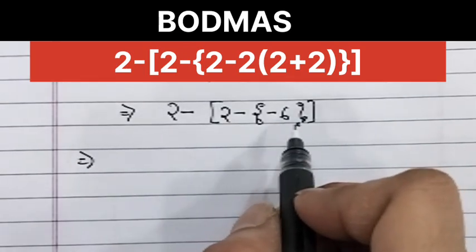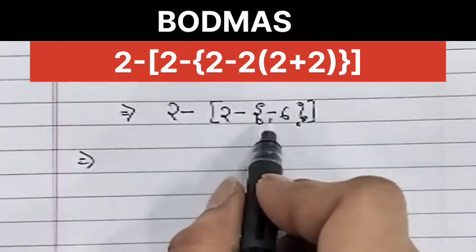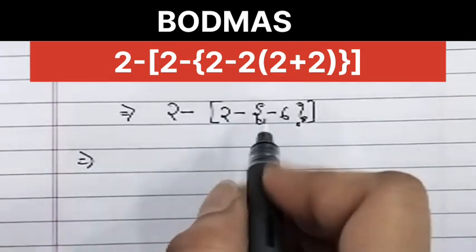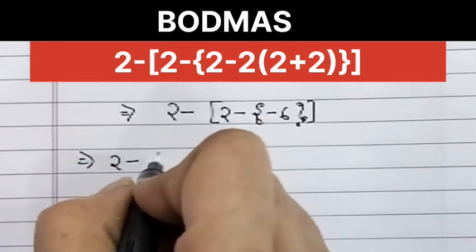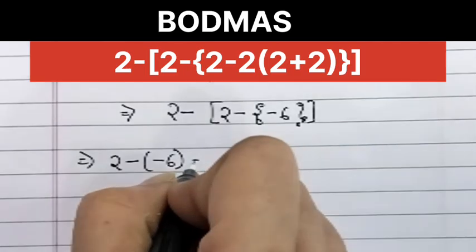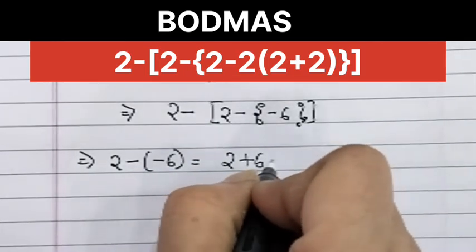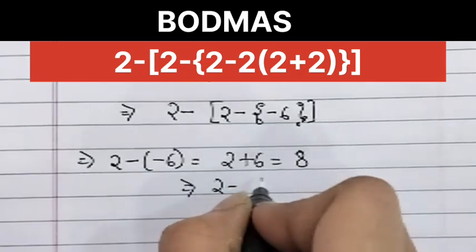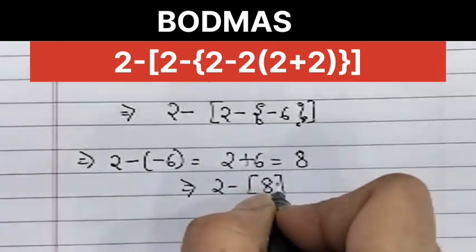Solve for the square brackets. Handle the double negative property. Subtracting a negative number is the same as adding a positive number. See, 2 minus and then minus 6 equals 2 plus 6, and then 8. Now the expression becomes 2 minus square bracket 8.